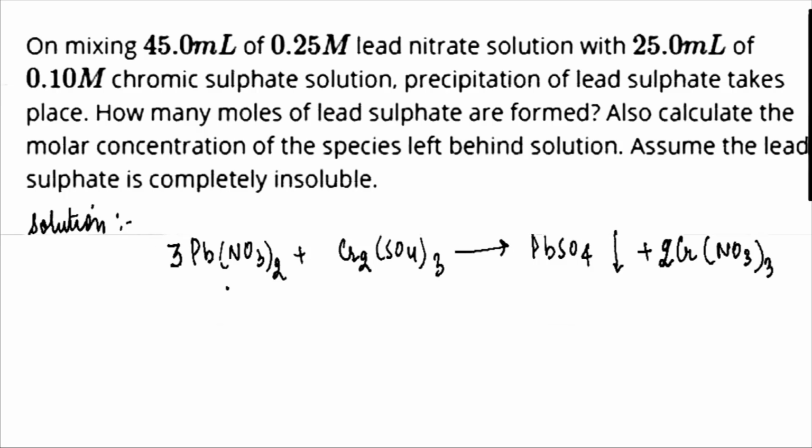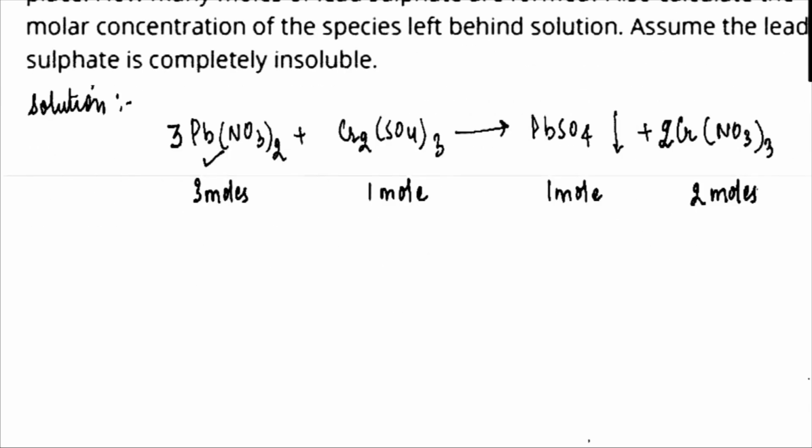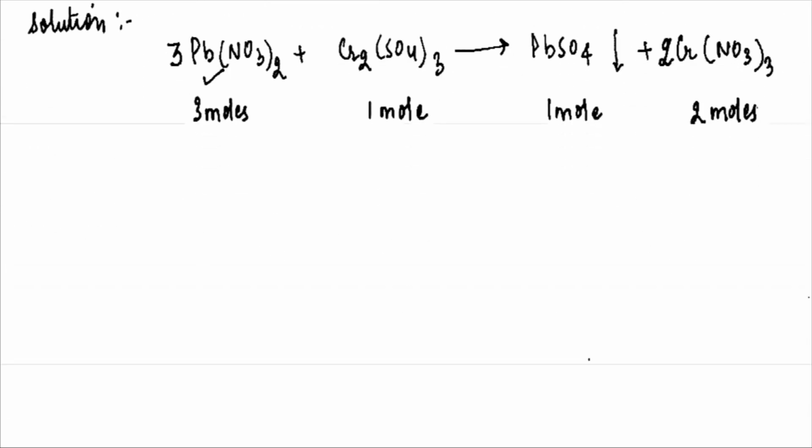Now I can look at the reaction and say that we have 3 moles of Pb(NO3)2 reacting with 1 mole of chromium sulfate. Similarly, after reacting, we get 1 mole of lead sulfate and 2 moles of chromium nitrate. Now if we move further, let us find out the number of moles of these two reactants.